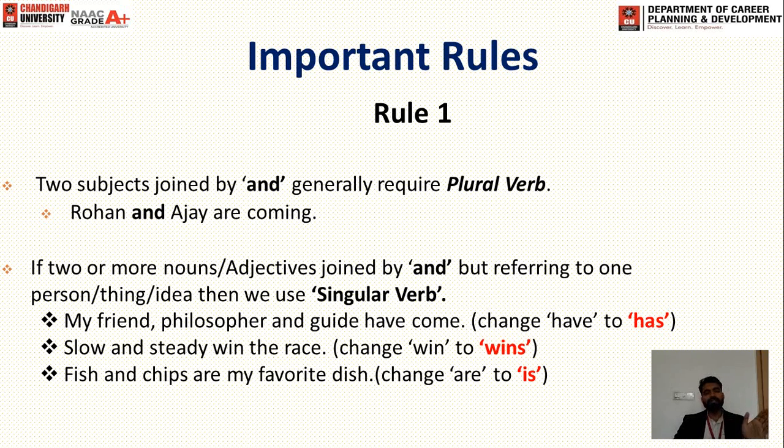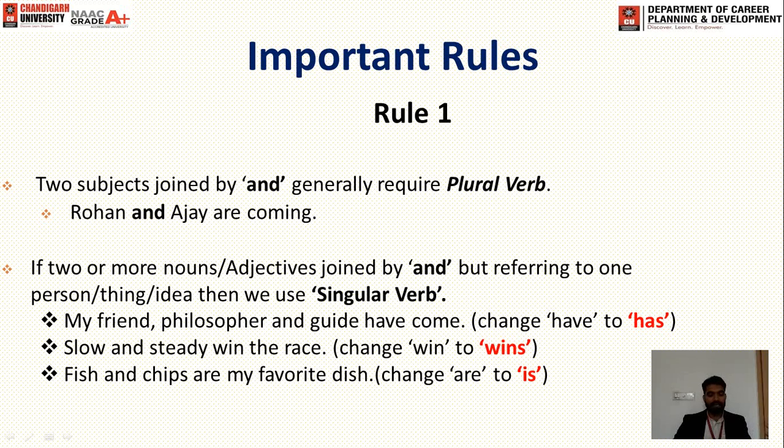So then you'll be using a singular verb, that's it. So "my friend, philosopher and guide have come" is wrong, because the particular person is using two adjectives for his friend. So the right way to frame this sentence is, "my friend, philosopher and guide has come." He has used two adjectives, philosopher and guide.